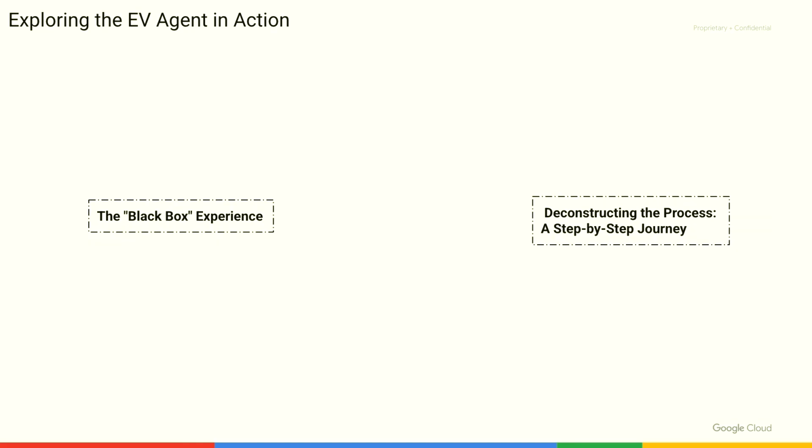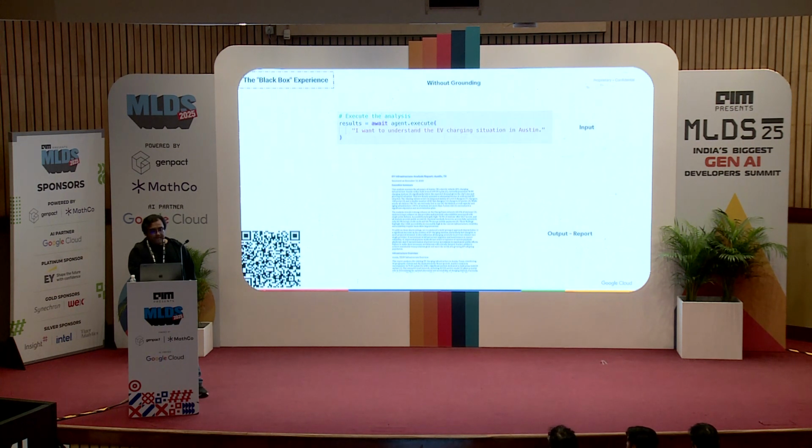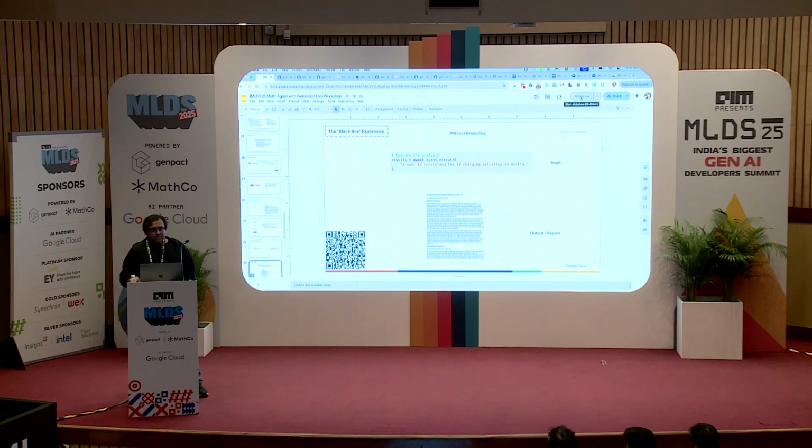Okay. So there are two ways we'll explore this notebook. One will be the black box experience where we'll not see anything that happens internally. We'll just put a query and we'll see the final output. That is what I mean by black box experience. And then we'll go step by step into each agent and see how that sort of functions and what is being done there. All right, so let's go to our notebook.